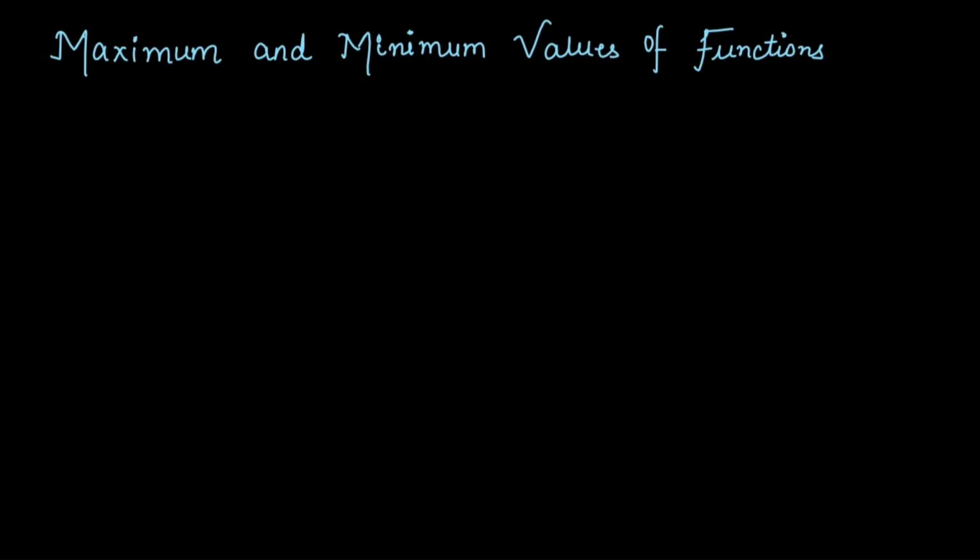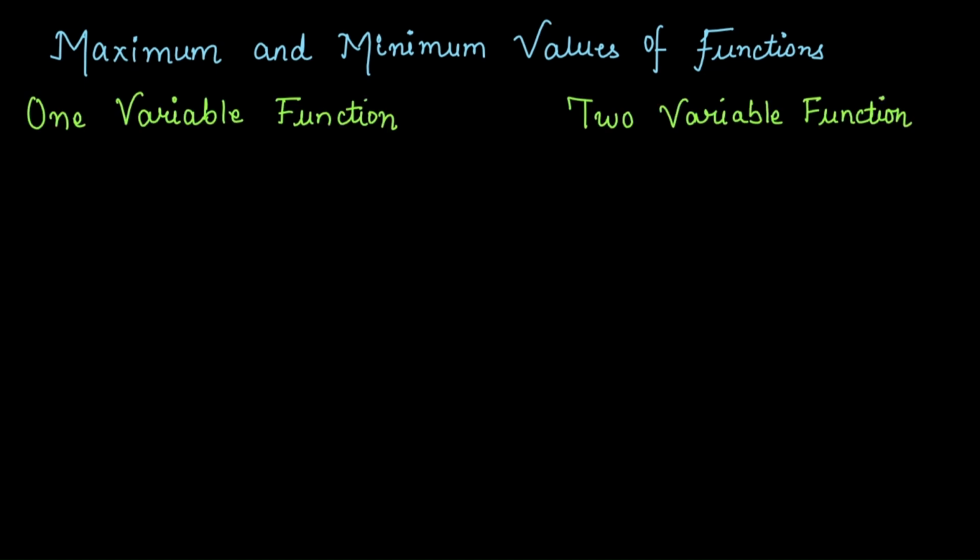Hi everyone, in this video we are going to learn how to find the maximum and minimum value of a function with two variables. We will start by understanding how this works for a function of just one variable and then extend those concepts to the two variable function. Let's begin with a function that depends upon a single variable x which belongs to a certain domain D.